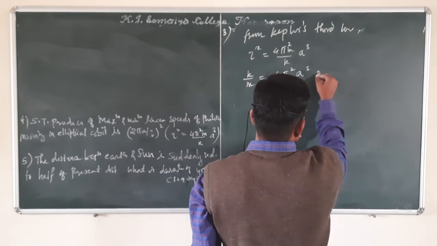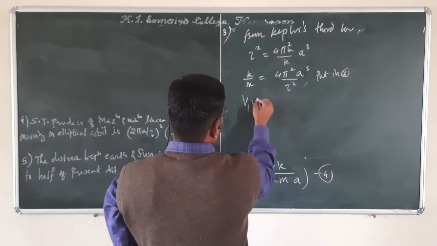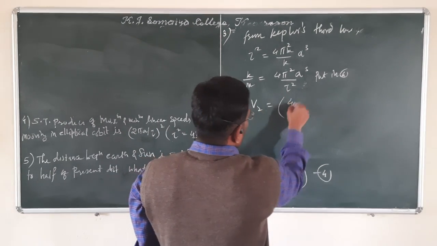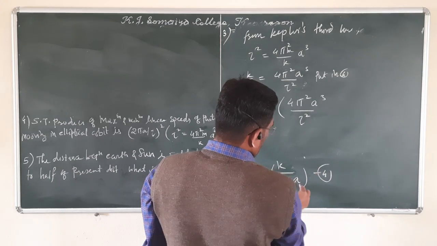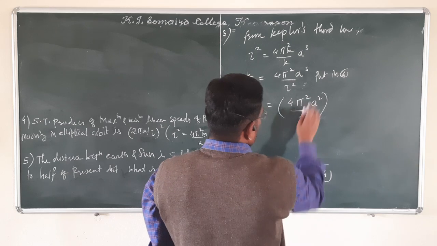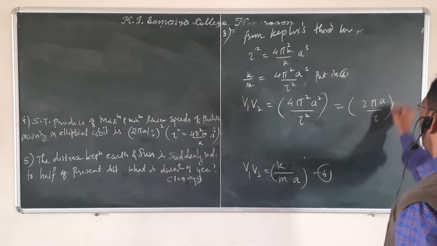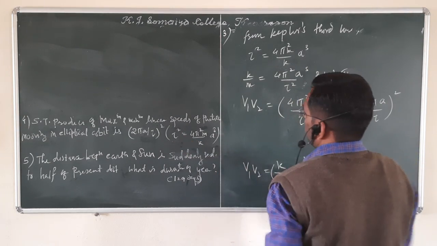So put in equation 4. So what you will get, v1 v2 is, instead of k upon m, you can put 4 pi square a cube divided by tau square, divided by a. So again, that will become a square. So this is nothing but 2 pi a upon tau, its square. Okay, and that is the required result.